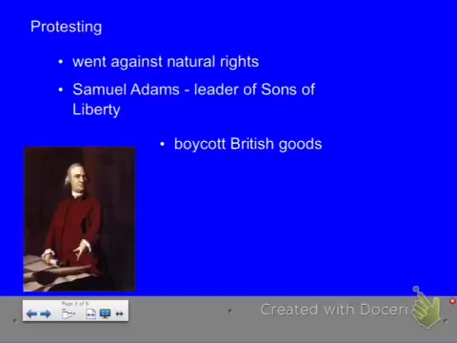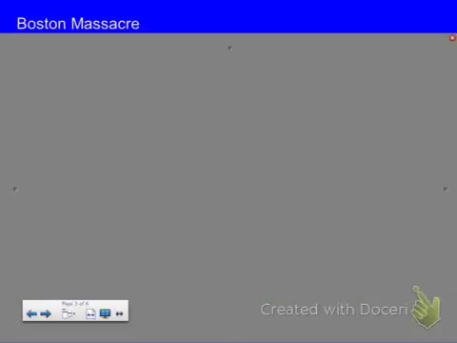Okay? So, make sure you're taking a look at page 165. This is when it starts to get interesting. So, in 1768, because of those riots that were taking place, 1,000 more British soldiers arrived.